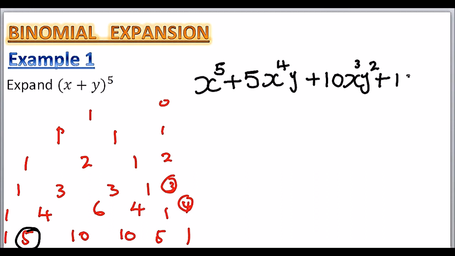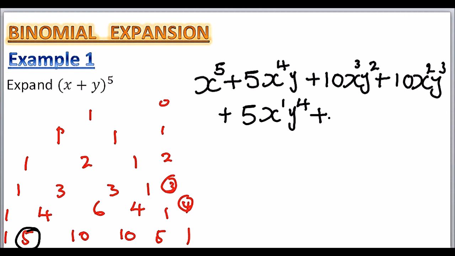So the next coefficient is 10, x reduces by 1, so we have x squared, y increases by 1, so we have y cubed, plus the next coefficient is 5, x decreases by 1, so we have x to power 1, y increases by 1, we have y to power 4, and finally x goes to 0 and y increases to 5. So that is the expansion. We can write it again here and say this is how it looks.